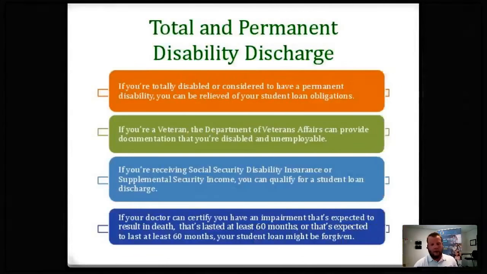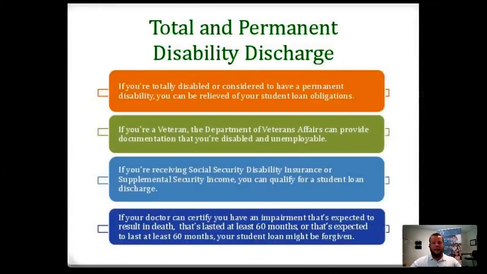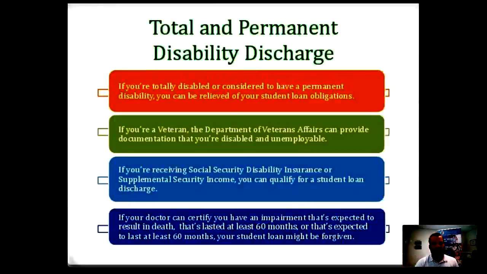Here's one I want to talk about. Debt forgiveness, cancellation, and discharge. I see this brought up in the group all the time, okay? So we've got total and permanent disability discharge as an option for federal student loans. So if you're totally disabled or considered to have a permanent disability, you can be relieved of your student loan obligations, all right?